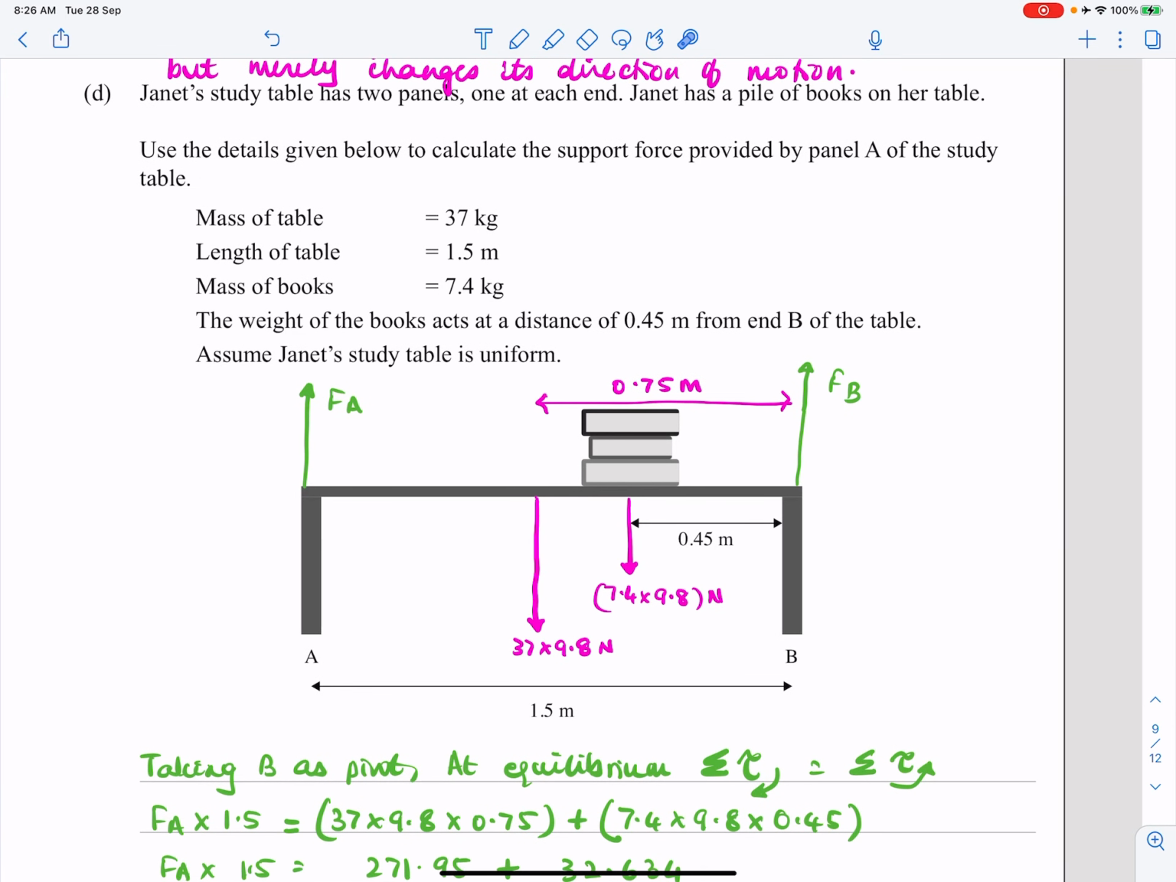So here's a table that has 2 panels at each end, and there's a pile of books over here, and we've got all the details. So what I've done is draw all the forces acting. That's the gravity force of the books, and there's the weight of the table, and then I also get my distances. So you know this distance, you know that distance, and this whole thing is 1.5 meters.